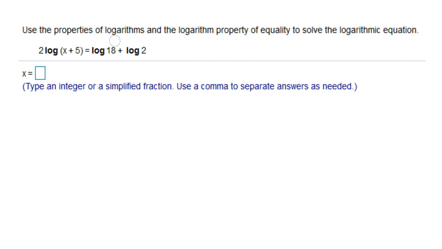Use the properties of logarithms and the logarithmic property of equality to solve the logarithmic equation. 2 log of x plus 5 equals log 18 plus log of 2.